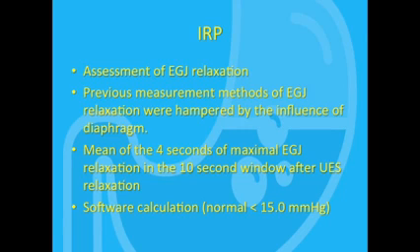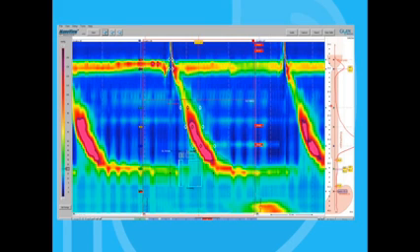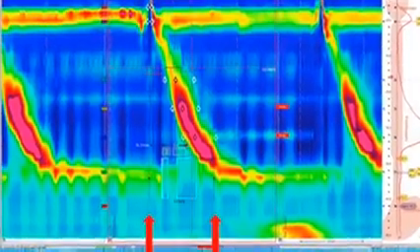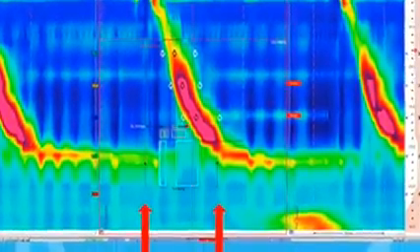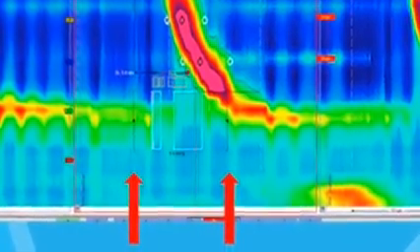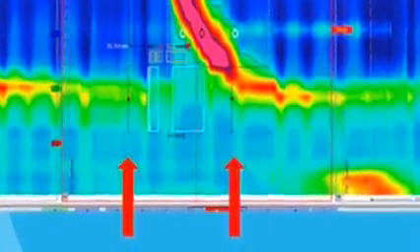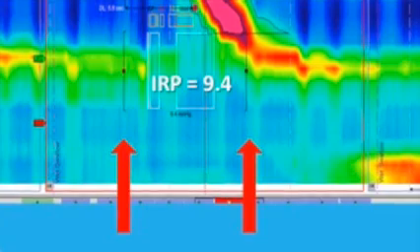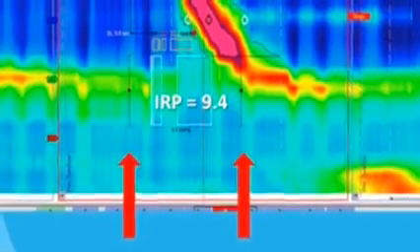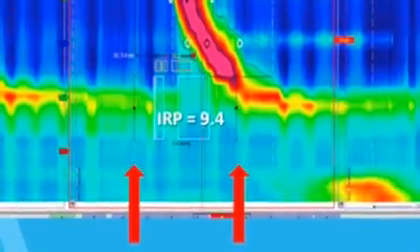You can see on this slide that the software detects the timing of the UES relaxation with swallow, it's the first red arrow, and then it looks for the lowest pressures in the 10-second window immediately after the start of the swallow, and does the calculation, doing the integration over 4 seconds. In this case, the IRP comes out to 9.4, which is normal. In our lab, a normal IRP is less than 15 millimeters of mercury.